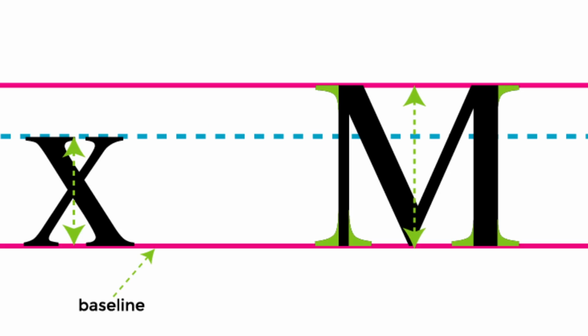Just some basics to start with, we have something called X height. X height is the height of a lowercase x. We measure this from the baseline, which is the line where every letter sits upon. We also have cap height, which is the height from the baseline to the top of a capital letter.